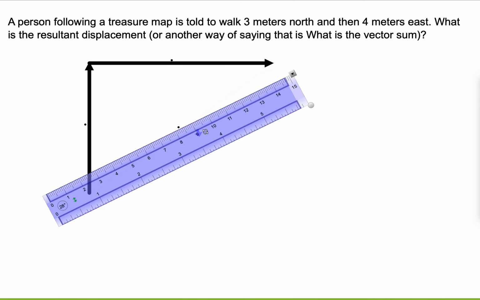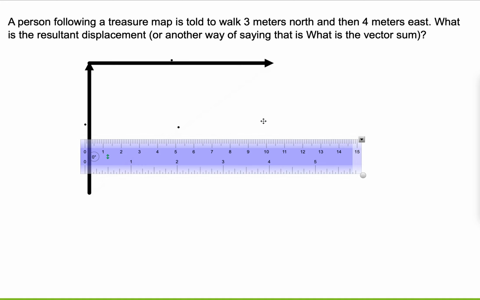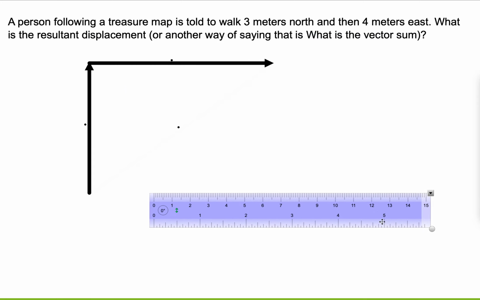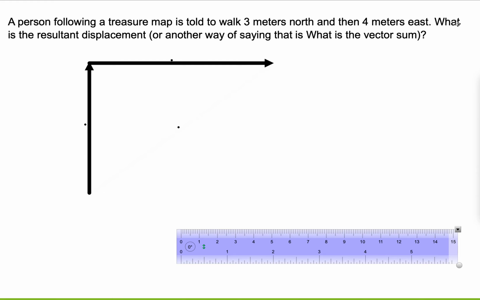Okay, so now I'll grab my ruler again and use it to draw it out. And there's 1, 2, 3, 4. Okay, 4 meters east. So I drew those to scale. And I want to know, what is the resultant displacement? The resultant displacement is the vector sum. That's how far we ended up from where we started. Now in this case, we did 3 and 4, so the smallest the resultant could be is 1. The biggest it could be is 7. It's got to be somewhere in between there.